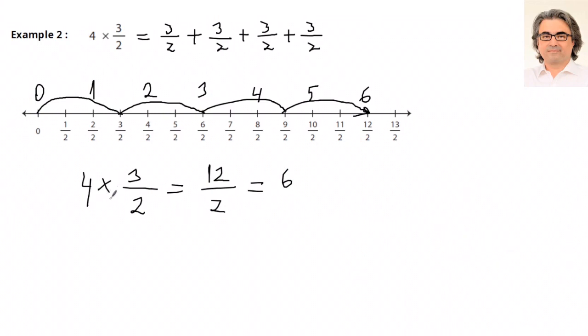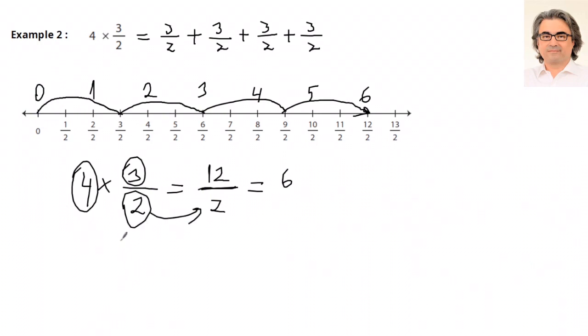Now algebraically, the multiplication operation may be made like this. For the final result, multiply 4 with 3 and write the result as the numerator of the final result. 4 times 3 is 12. What about the denominator of the final result? 2. Right here, 2. That's okay.